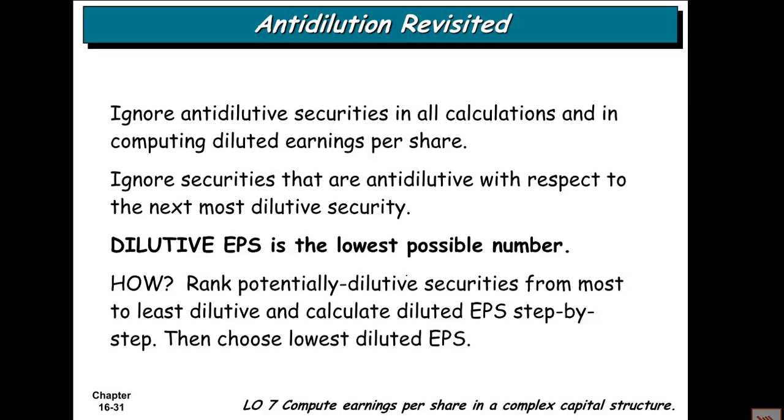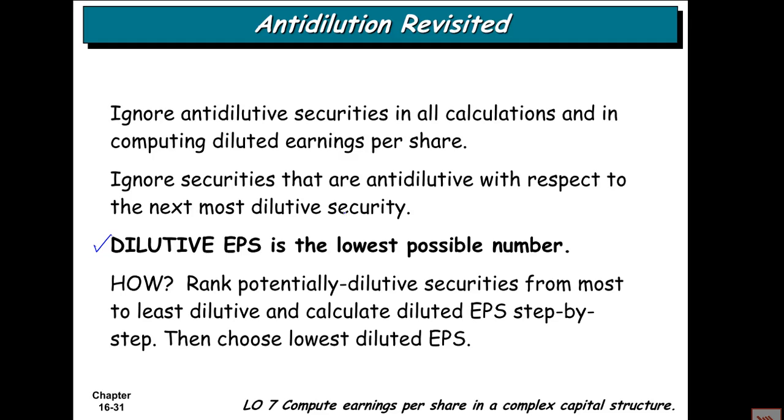Anti-dilution revisited. In the diluted EPS calculations that we've done so far, you were concerned that the per share effect was less than basic EPS, but this takes it another step further. What GAAP really wants is the diluted EPS to be the lowest possible number. So, how mechanically do we achieve that? Well, we're going to calculate the per share effects, and any per share effect above basic we throw out.